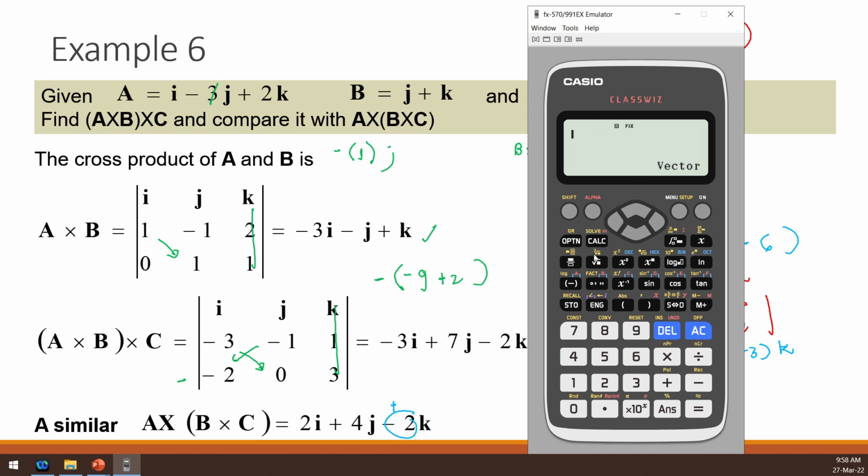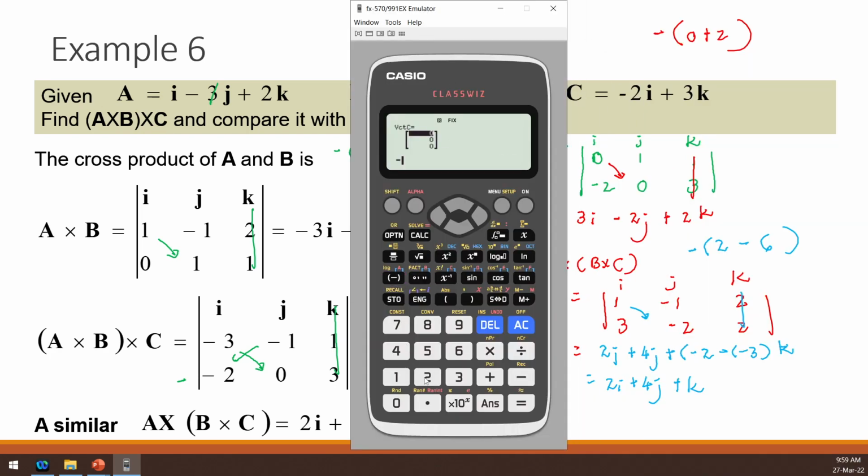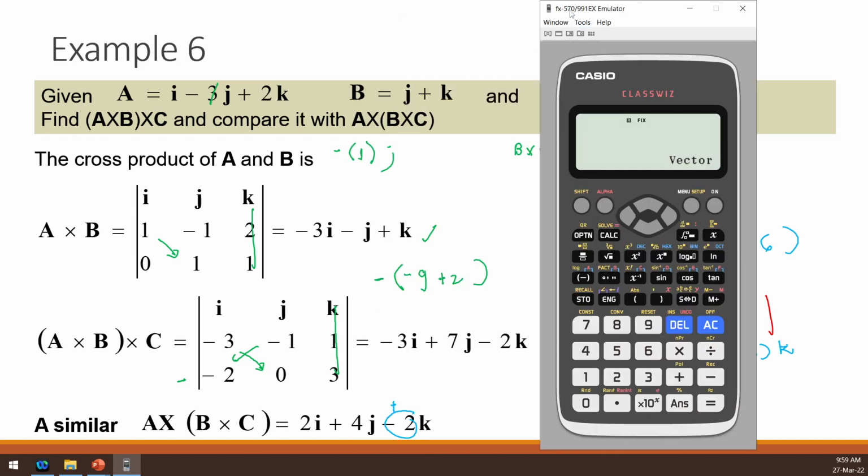Then options. Okay, I haven't defined vector C. So I define vector C as number 3. Dimension is 3. So negative 2I, 0J, 3K. Okay, we check back here. Let's say options 3, vector A cross vector B. We check back using the calculator. So negative 3I, negative J plus K.